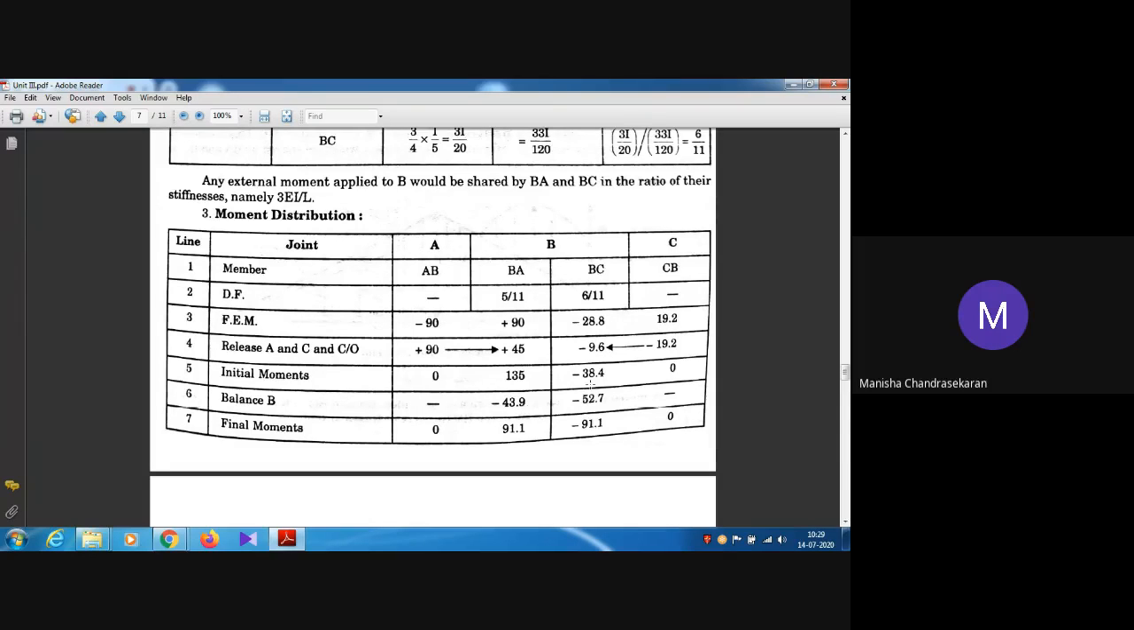Sir, MBA plus MBC is equal to 0. We have to get 0. But what value are we getting here? 135 plus minus 38.4. What is the value?